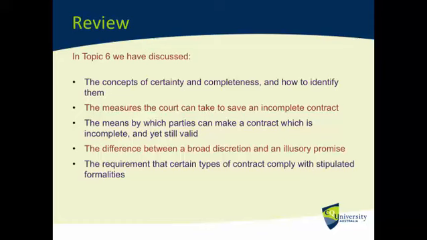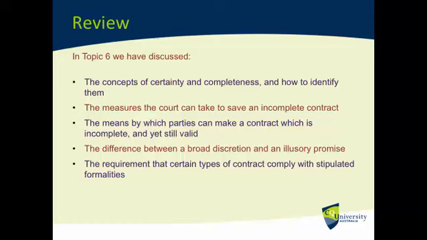We then looked at the idea of consideration. We looked at the concept of nudum pactum, which is a naked promise, a promise that the person who is receiving the benefit of the promise has done nothing to earn. And we said that that person really can't enforce the promise because they haven't done anything. They haven't given anything in exchange for it.